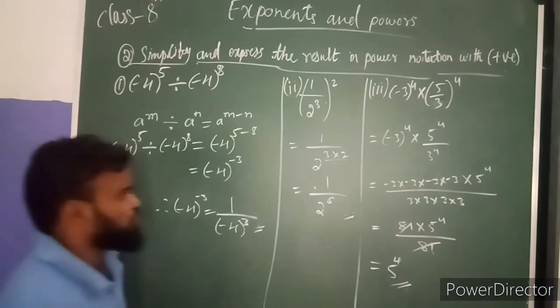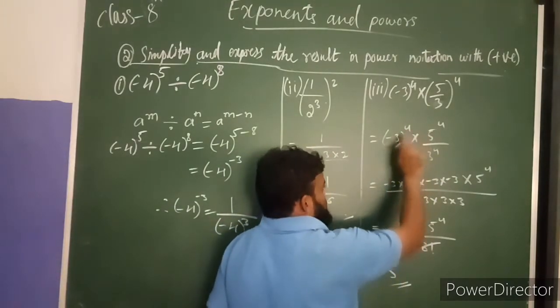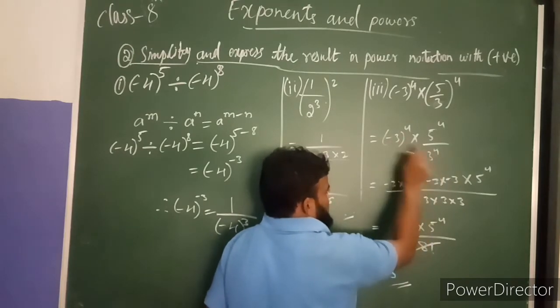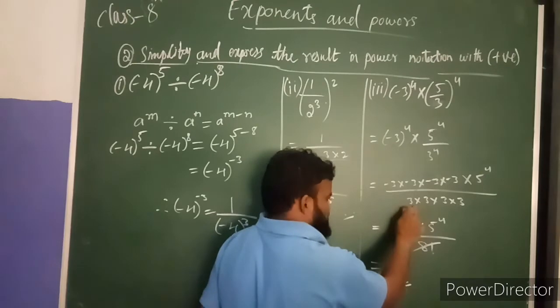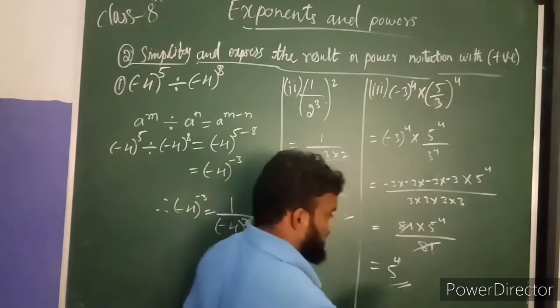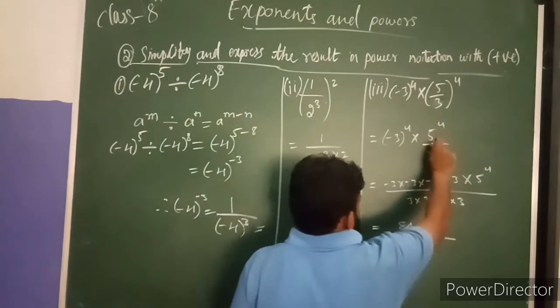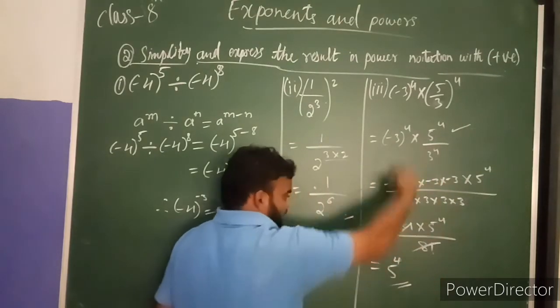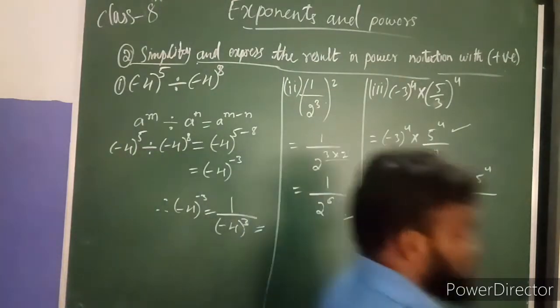Simple trick: if you want, you can cancel here only. But the rest of the powers are even numbers, so you will get the correct, similar answers, because the -3 value 4 times and the +3 value also give the same value, that is 81. So it is better to cancel here only; the answer will be here only. But I thought of the detailed explanation for you all. Understood? That is for question number 3.